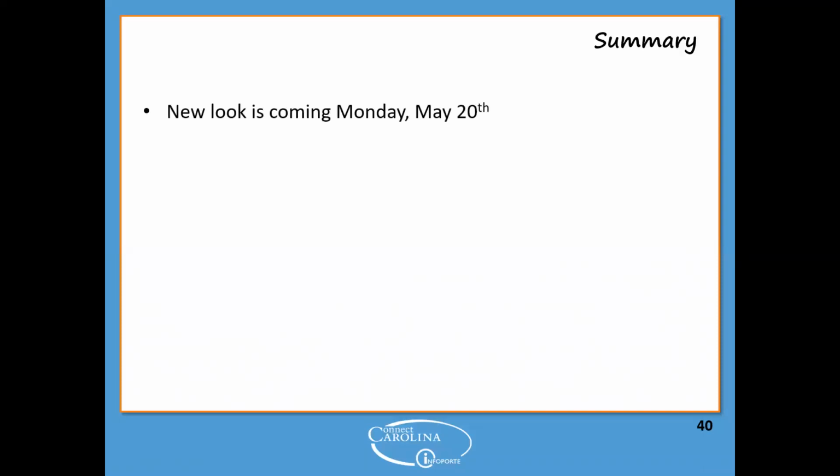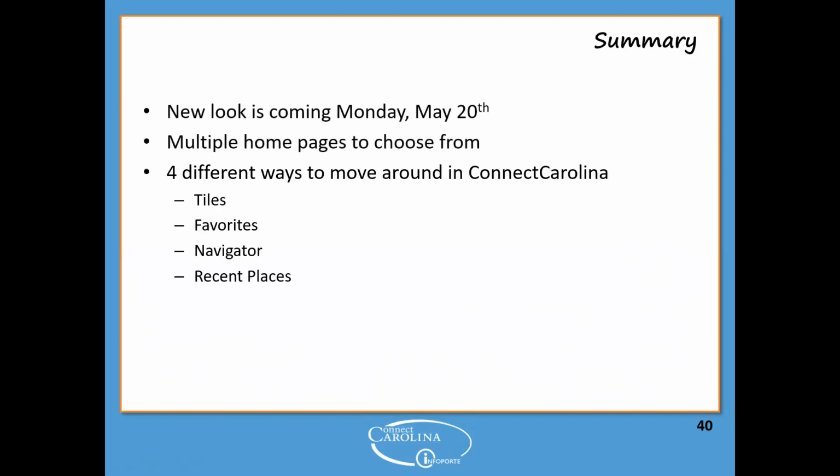And so just wrapping up and summarizing what we talked about, we can't say this enough, but the new look is coming Monday, May 20th, which means the system will be down. Connect Carolina will be completely down starting at 5 o'clock on Friday, May 17th. You'll have multiple home pages to choose from depending on who you are at the university. You'll have 4 different ways to move around in Connect Carolina. So you'll have the tiles, the favorites, the navigator, and then the recent places.